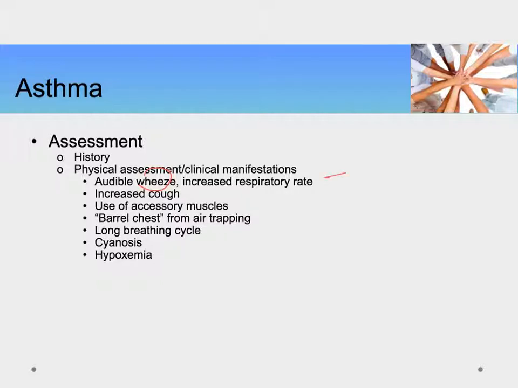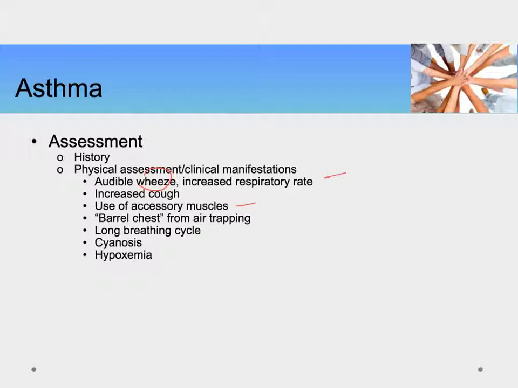Of course, the increased respiratory rate, because they're going to work harder. Now that they've got this constricted airway, they have to work harder to pull in oxygen, because your body still needs oxygen. The cough is secondary to that inflammatory response. Again, they're going to use those accessory muscles because now they've got a harder work of breathing to bring air in through those constrictive airways.